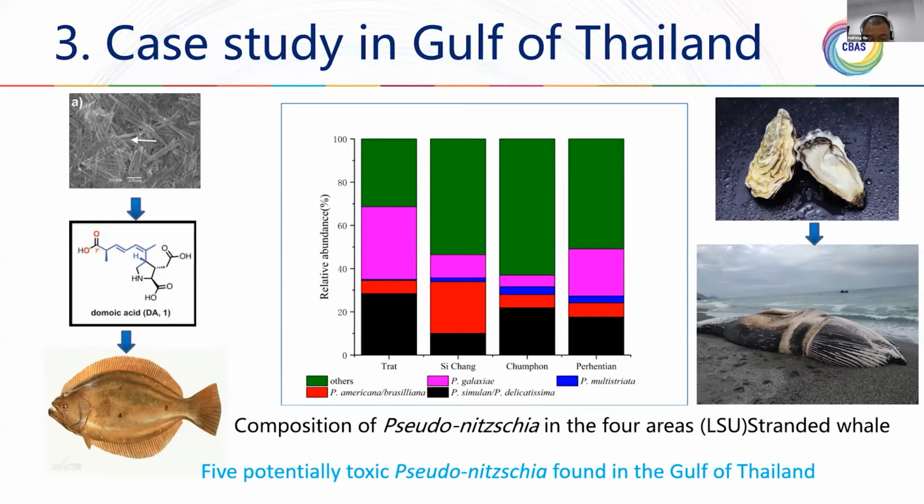The relative percentage of toxic Pseudo-nitzschia of total Pseudo-nitzschia was high in Trat Bay, about 68%, followed by Perhentian, about 50%. The highest relative abundance of Pseudo-nitzschia galaxiae and Pseudo-nitzschia multistriata were found in Trat and Chumphon, the black color.